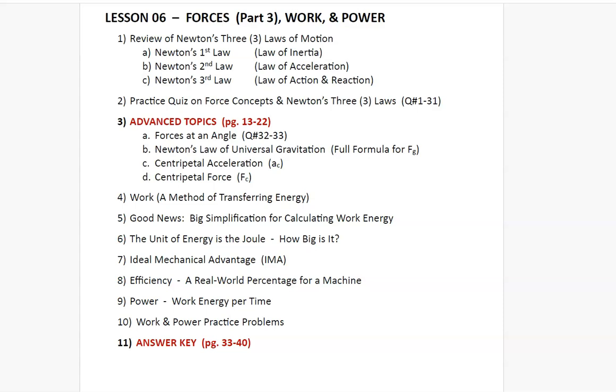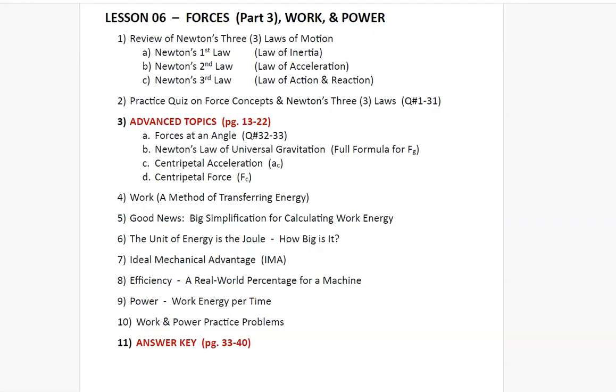Then we'll discuss the physics concept of work. This is not necessarily the way you think of work in everyday English. There is a very specific definition of work in physics, and it has a certain calculation, but we're going to use a simplified form of that calculation for most of our calculating of work energy. All right. The unit of energy is the joule. We'll talk about the joule.